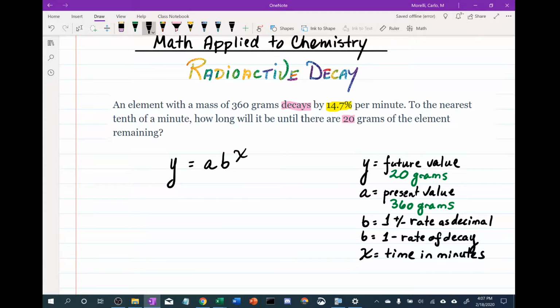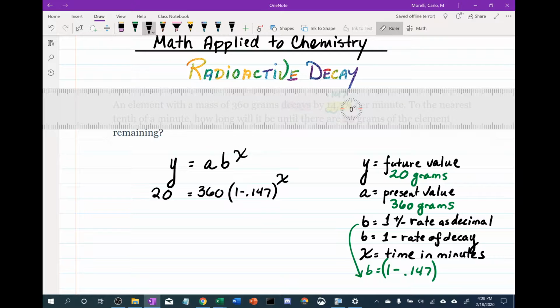So now we can fill everything out. We still have to figure out exactly what b is. So we should probably do that first. So b equals 1 minus the rate as a decimal. So that would be 0.147. 1 minus 0.147. All right, that's my b value. So let's plug everything in and get started with the problem. So instead of y, I will write 20 equals, and then instead of a, I'll put 360, open parentheses, 1 minus 0.147, and then raised to the x.